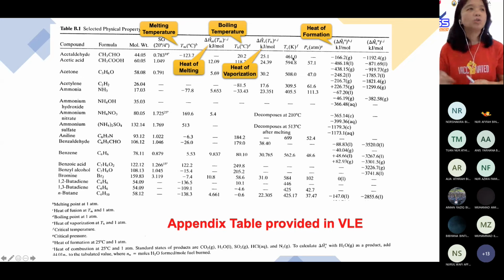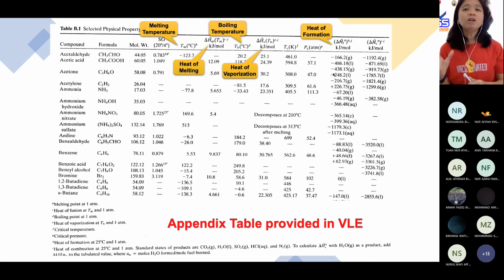Let's say untuk case acetic acid, you can see there's two heat of formation, right? Negative 486.18, negative 438.15. Kenapa ada dua jenis heat formation yang berlainan? Depends on whether you want to see the heat of formation of the compound in liquid phase or the heat of formation of the compound in gas phase.